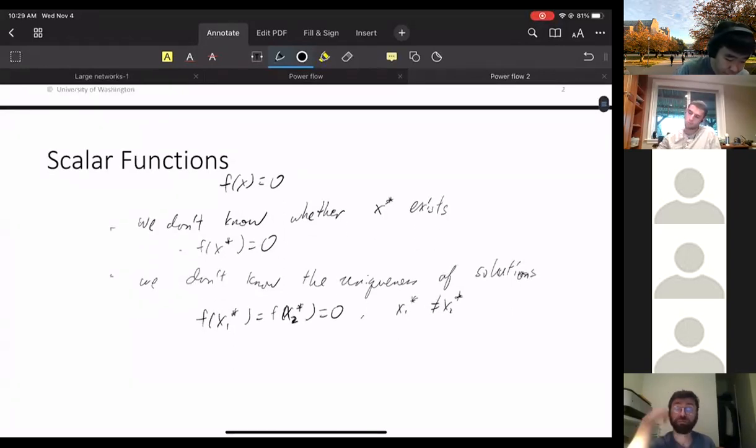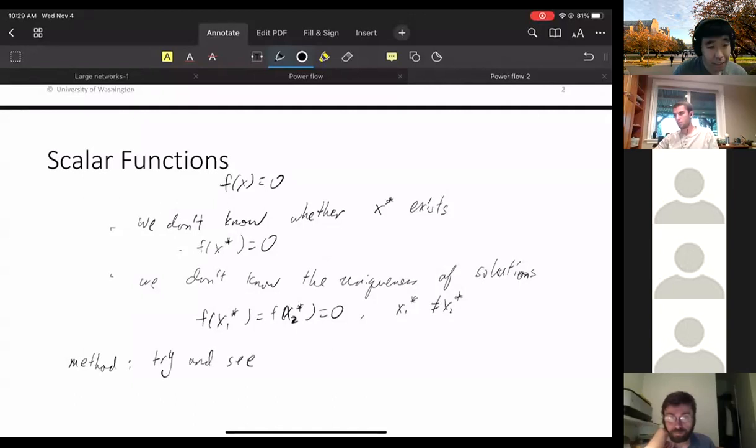Basically, the method will be to essentially try and see. Okay, so if you try a method and you find a solution, you have to look at the solution and use your judgment on whether it's a good solution, or you try a method and it doesn't converge, or there's no solution, things like this. Okay, so there's really no clear-cut answer about this. Okay, so that's something to keep in mind when solving a nonlinear equation, even a scalar nonlinear equation.